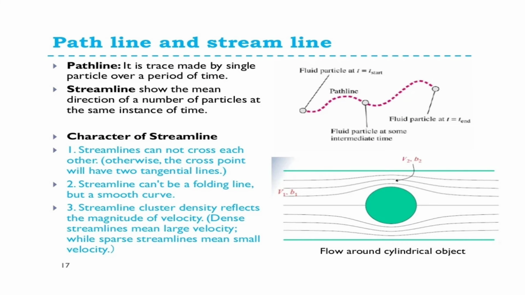Path line and streamline. A path line is a trace made by a single particle over a period of time. A streamline shows the mean direction of a number of particles at the same instant of time.